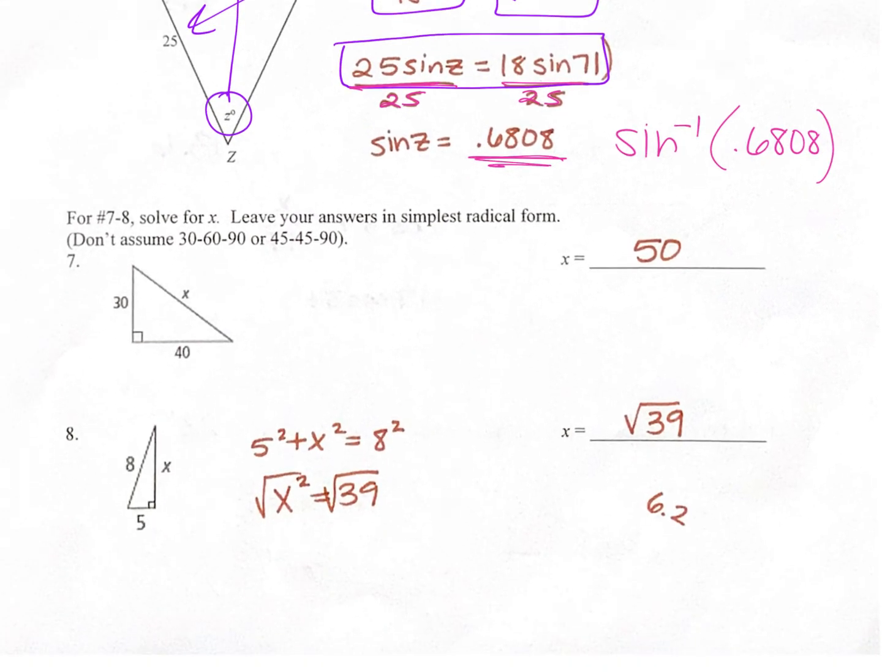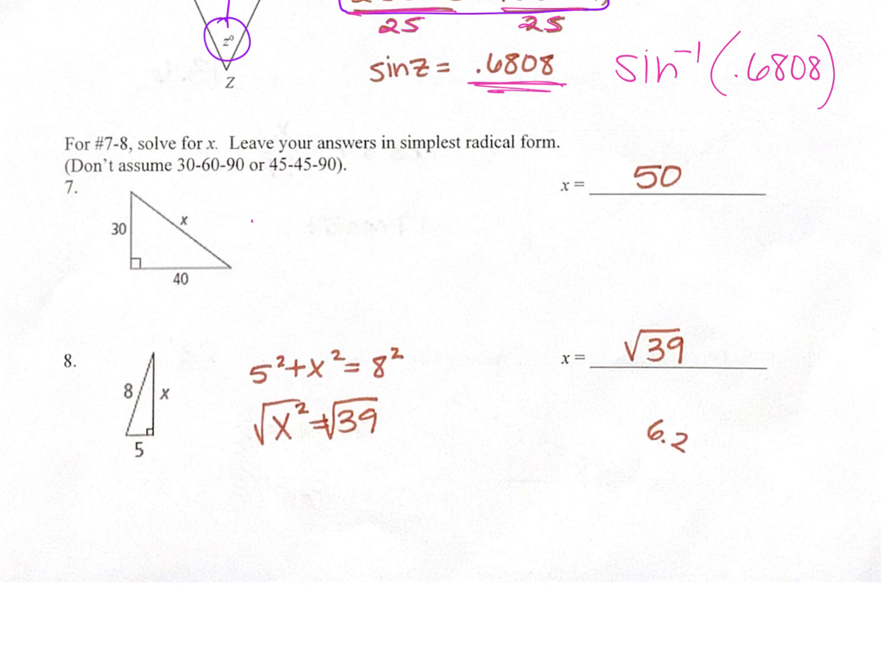And then these last two, that is Pythagorean Theorem. 30 squared plus 40 squared should equal x squared. This one works out beautifully. 30 squared plus 40 squared is 2,500. 2,500 is a perfect square, so that's 50.